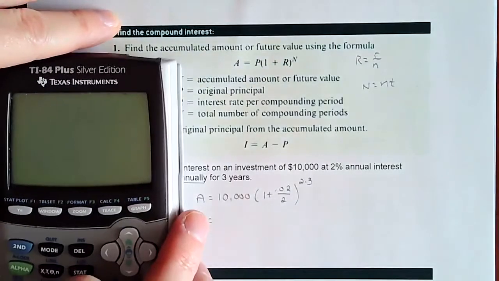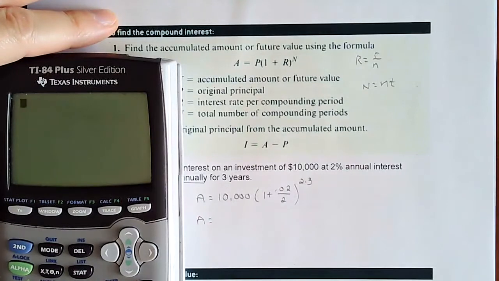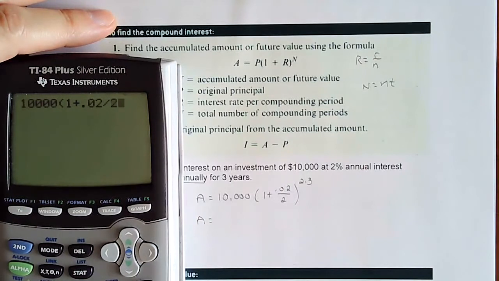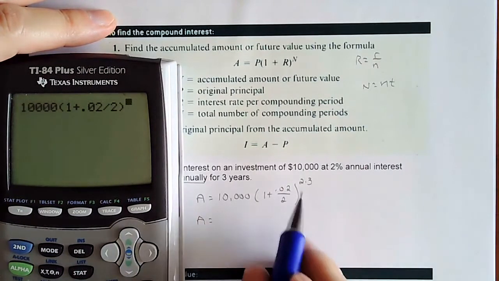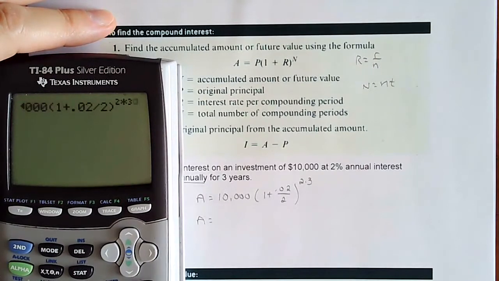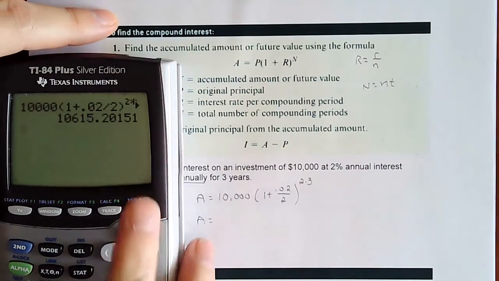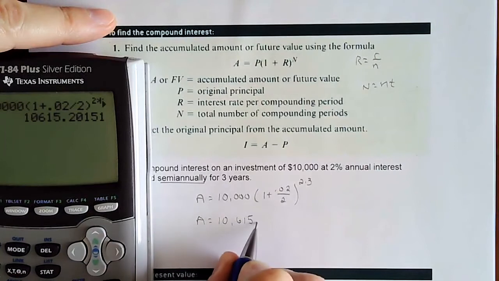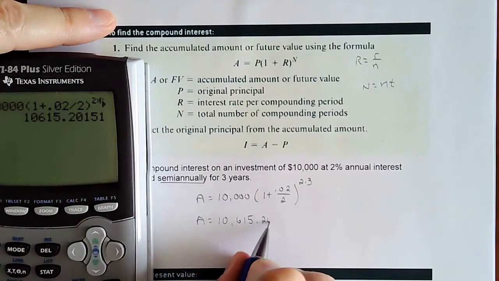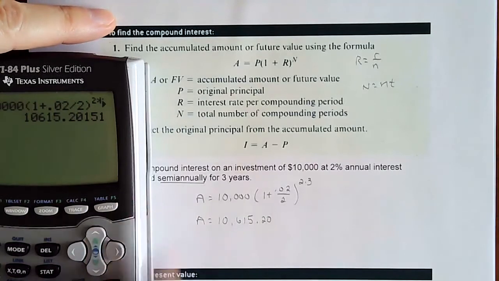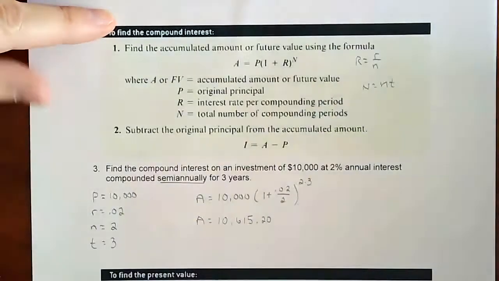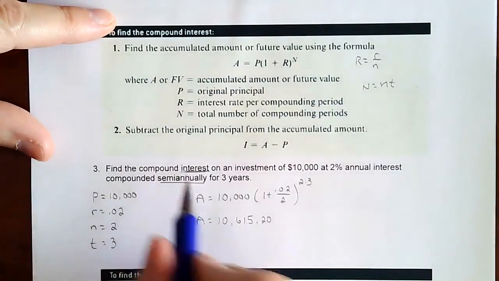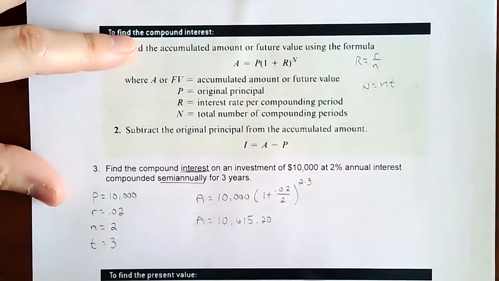So we're going to take 10,000 times 1 plus 0.02 divided by 2, and then raised to either a 6 or 2 times 3. It doesn't matter. And that's going to get me 10,615 and 20 cents. But the question was, that's great, that's how much we accumulated. We went from 10,000 to 10,615. So the question really is how much interest did you get? The interest is that pure 615.